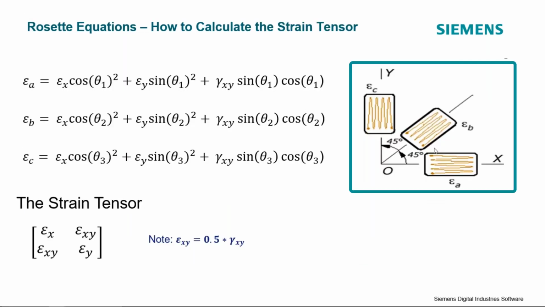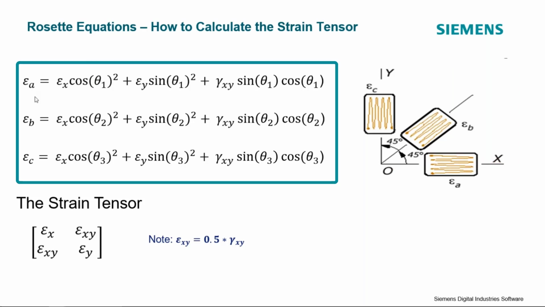I've got a strain gauge rosette shown here on the right-hand side. I've got basically gauge 1 or gauge A, gauge 2 or gauge B, gauge 3 or gauge C. And from these strain gauges, I can write these three equations. I can write an equation for the strain measured at epsilon A, an equation for the strain measured at epsilon B, and an equation for the strain measured at epsilon C. So I have three equations and three unknowns, epsilon X, epsilon Y, and gamma XY, so the shear strain.